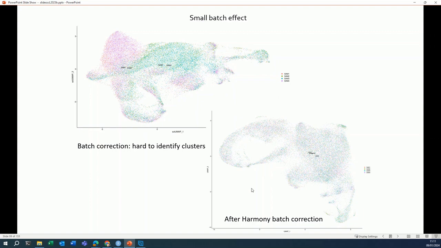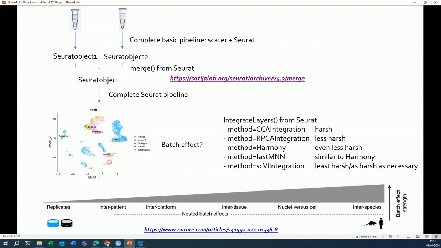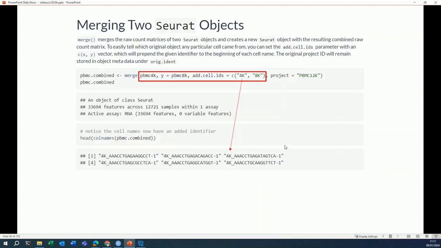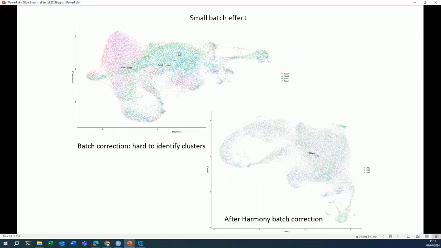And here you see the result after a Harmony batch correction. The Harmony batch correction is one of the least stringent ones, and you see that it removes the differences between the different batches, between the different samples. So they now all behave very similarly on the UMAP. And here you can see the danger of doing a batch correction if the batch effect that you see is biological. After the batch correction, everything behaves more or less similarly, so you will not see the differences anymore.